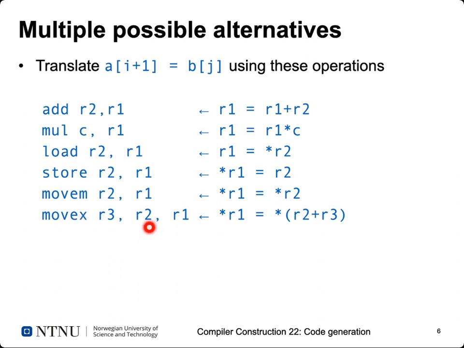So here we have two parameters at the source address. We add the values of R2 and R3 together to give the address to be dereferenced. And we copy the contents of this memory at a location addressed by the sum of R2 and R3 directly into memory at the location indicated by register R1.